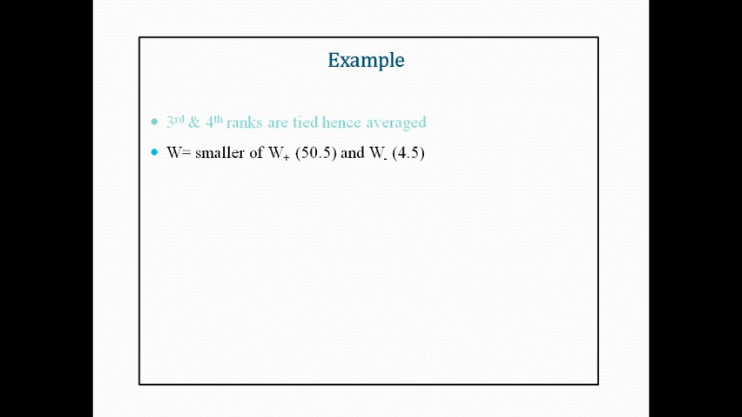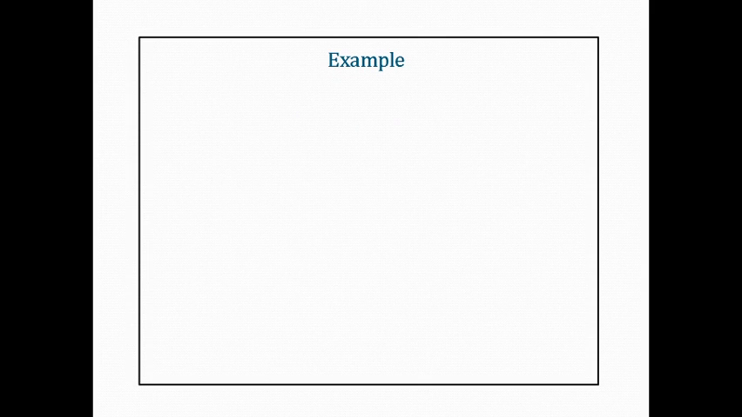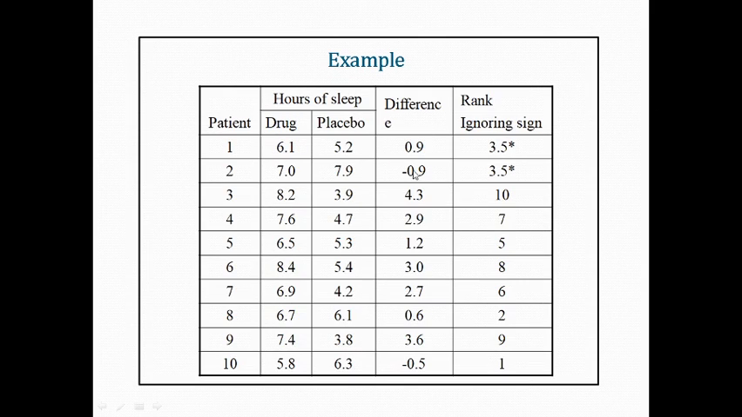So W is equal to the smaller of W plus and W minus. Here W plus means the ranks of positive values. Here only minus 0.9 and minus 0.5 are the negative values, the negative differences.